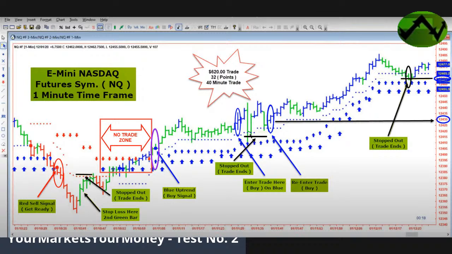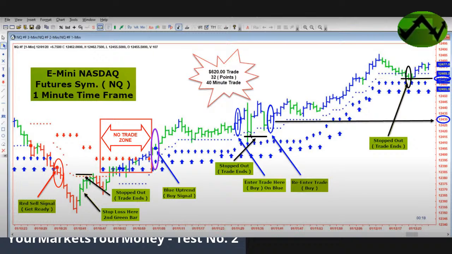Okay, here's the other chart. This is a continuing chart. Here's what I was talking about earlier. Here's a red sell signal right here. You see it? That's a red dot. It's a red bar. You got confirmation sell signal, so you get into trade right here.